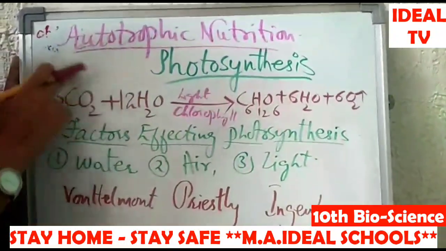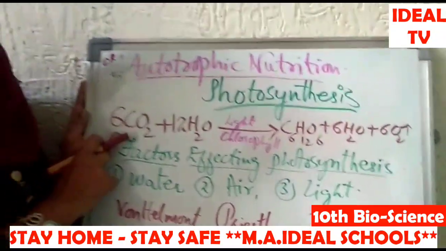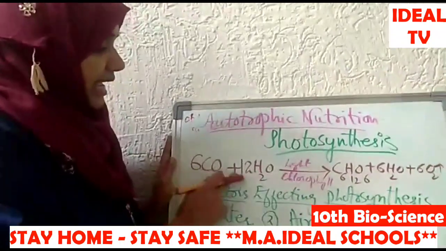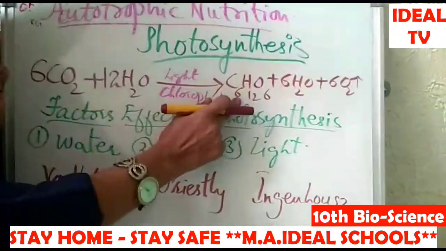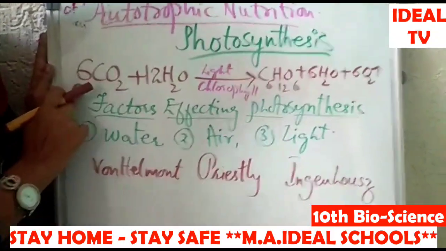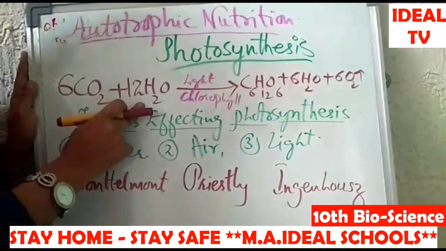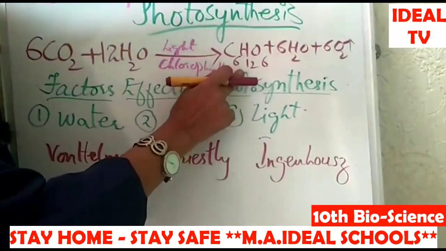First of all, you can see that the carbon dioxide molecules are there. It is a balanced equation which was for the first time given by C.B. Van Niel. And C.B. Van Niel calculated the amount of carbon dioxide and water needed to prepare one molecule of carbohydrate. So it is a balanced equation in which 6 carbon dioxide molecules are required plus 12 H2O molecules, meaning water molecules, to form one carbohydrate molecule.